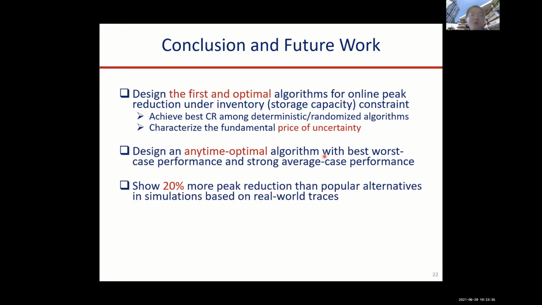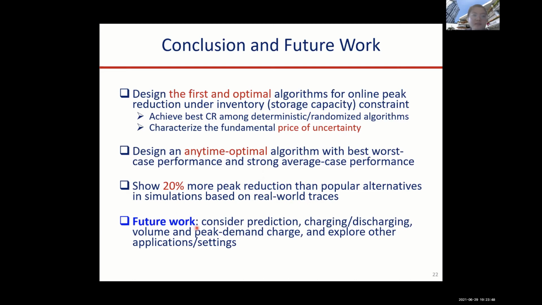Furthermore, we show that our adaptive algorithm can achieve 20% more peak demand reduction than popular alternatives in simulations based on real-world traces. These are some interesting future work directions. Specifically, we already have some interesting results in the more complicated case where we allow both charging and discharging in operation, and our objective is to minimize the sum of volume and peak demand charges instead of the peak demand charge only. That's my presentation today.